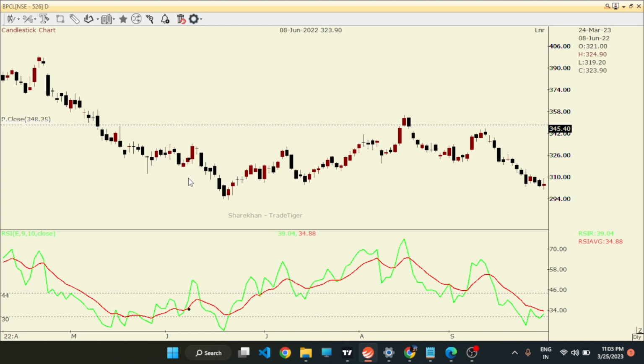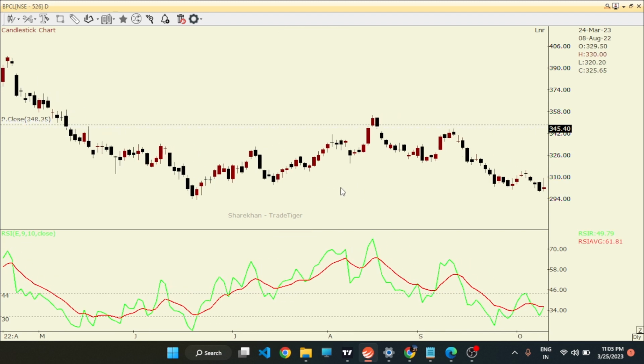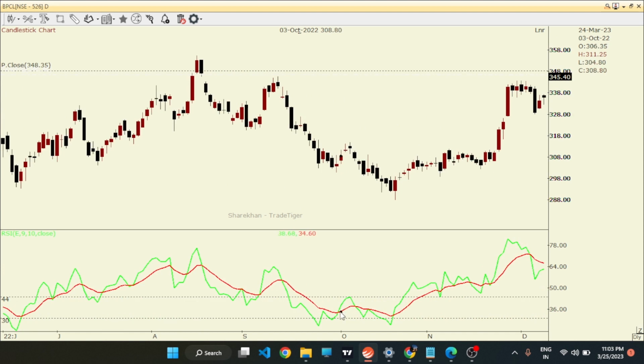And it gave another entry on 8th June. Candle closing was 332.90, low rounded up to 324, then it's a 5 point SL, so 324 to 334 will be our target, and it made a high of 334.55. Good trade. So here also you can see a good trade. Then here it's also a good trade.